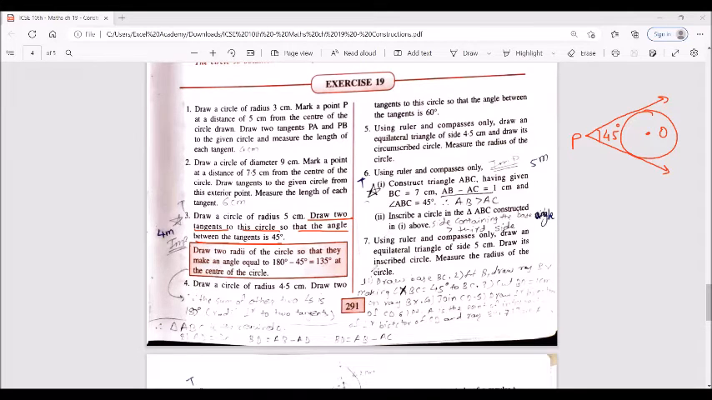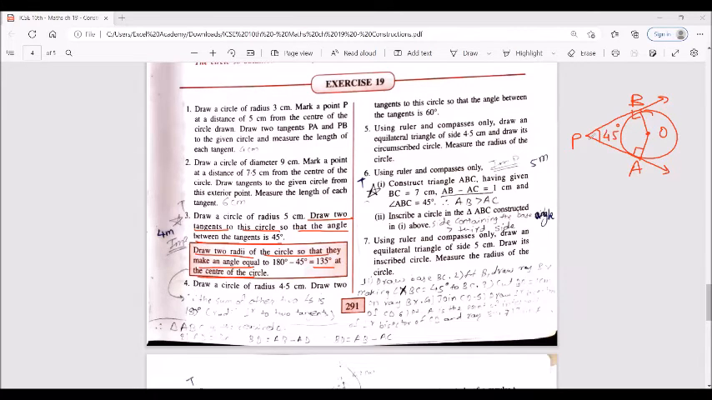Now we have to use the theorem. Draw 2 radii of the circle so that they make an angle of 180 minus 45, that is 135 degrees at the center of the circle. Why? So let's revise that theorem again. Let's say B and A are the points of contact of the 2 tangents to the circle, right? Now if you draw the radii for these 2 points from the center, they will make an angle of 90 degrees each. Tangent radius theorem, or property.